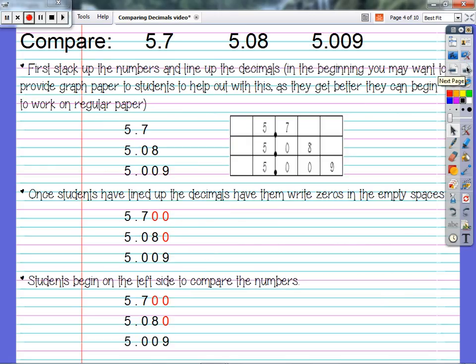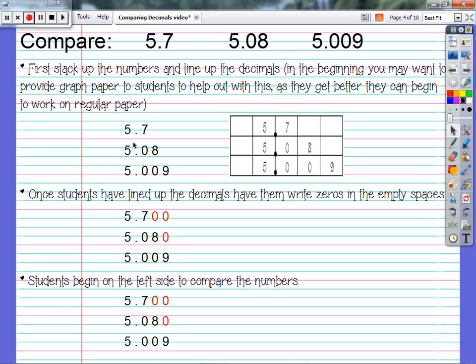And so we're going to begin here with comparing three numbers. We have 5 and 7 tenths, 5 and 8 hundredths, and 5 and 9 thousandths. So whenever we're comparing, the first thing we're going to do is we're first going to stack up the numbers, which we have right here, and we're going to line up the decimals, which we did right here as well.